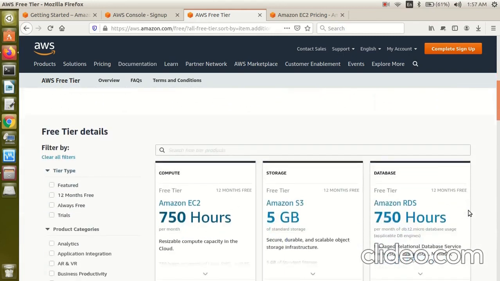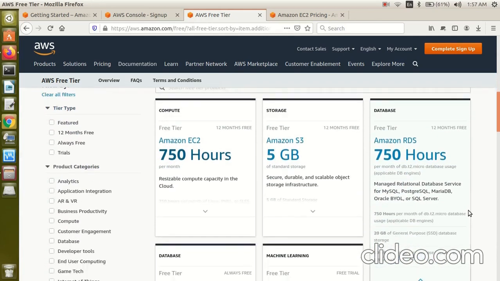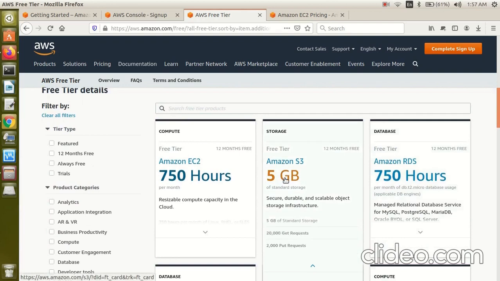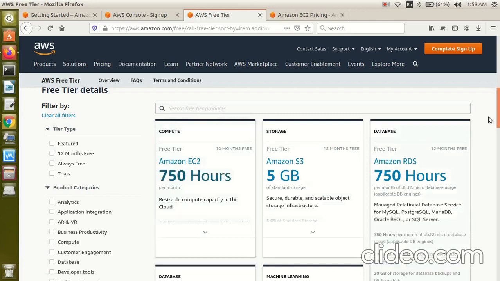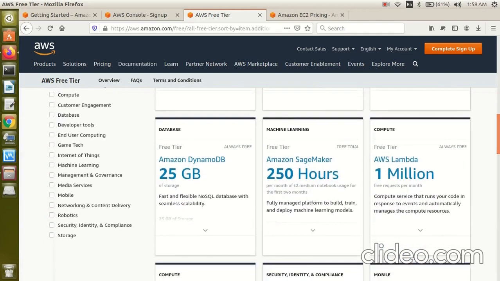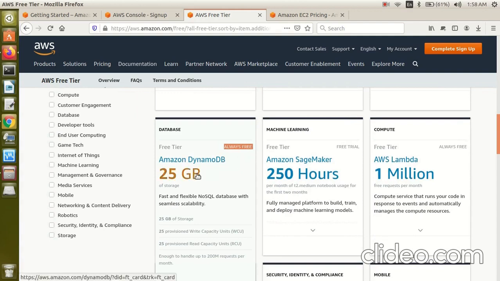So over here we can have a look at these three types of free services. As you can see here, Amazon EC2 falls under the category of a 12-month free service. Under this category, we are getting 750 hours of free EC2 usage per month. Now, if we look here at Amazon DynamoDB, this service is always free for customers to use, and it provides around 25 GB of storage.